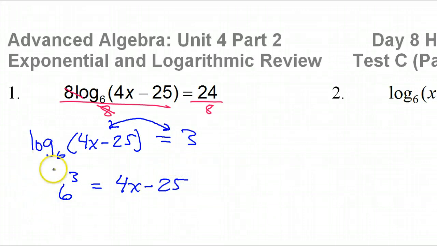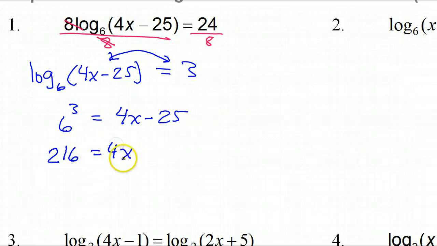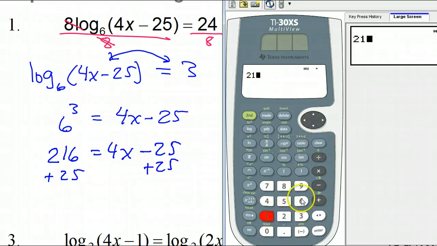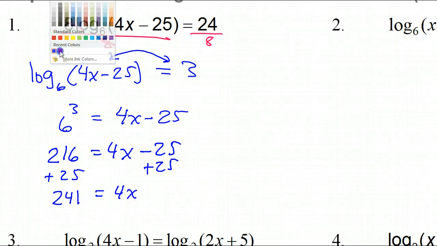Notice, no more log. Some kids are dropping that down. This is exponent form now. 6 to the 3rd power is 216. All right, so this is 216 is equal to 4x minus 25. So we will add 25 to both sides. So that's 241 is equal to 4x. Then we will divide both sides by 4.